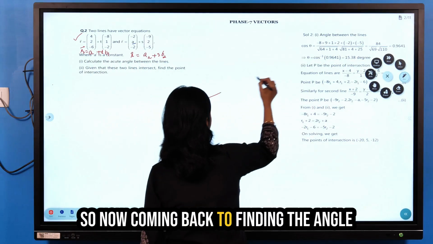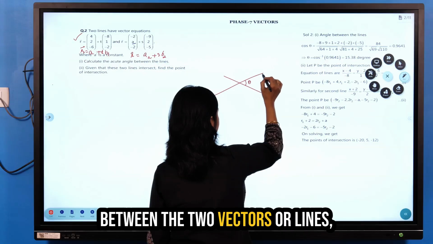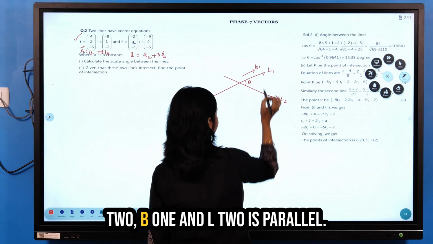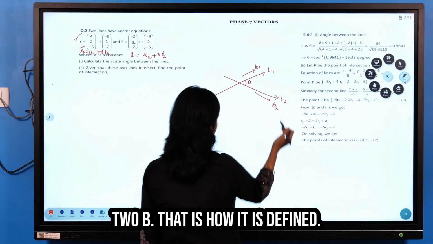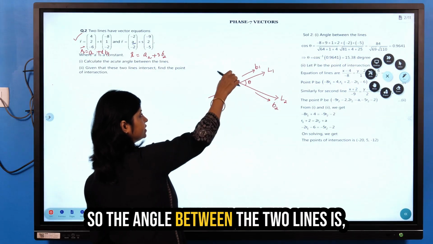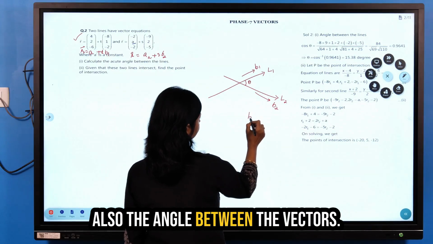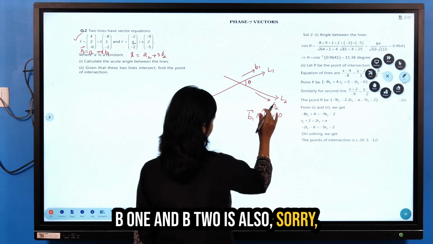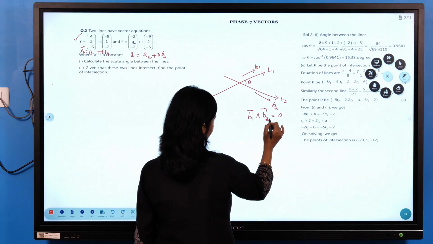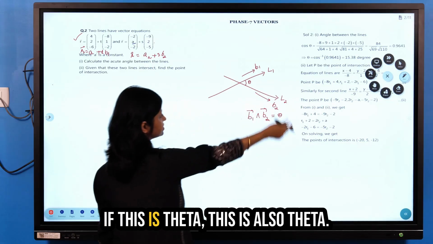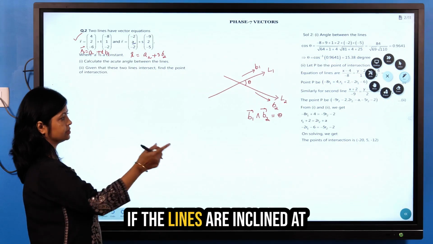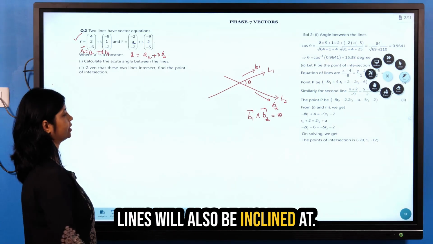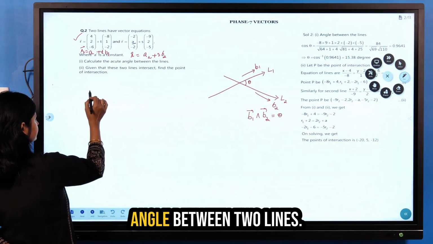Now coming back to finding the angle between the two lines. L1 is parallel to B1 and L2 is parallel to B2. That is how it is defined. So the angle between the two lines is also the angle between the vectors B1 and B2. If this is theta, this is also theta, right? If the lines are inclined at whatever angle, the parallel lines will also be inclined at that angle. So we know how to find the angle between two lines.